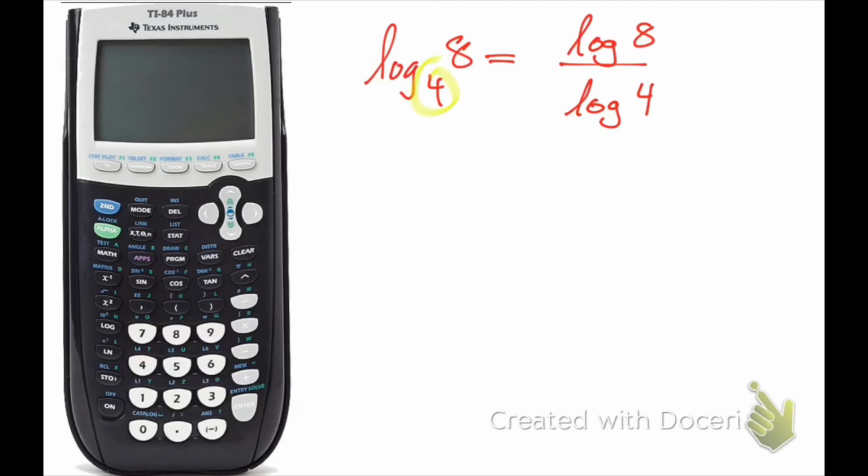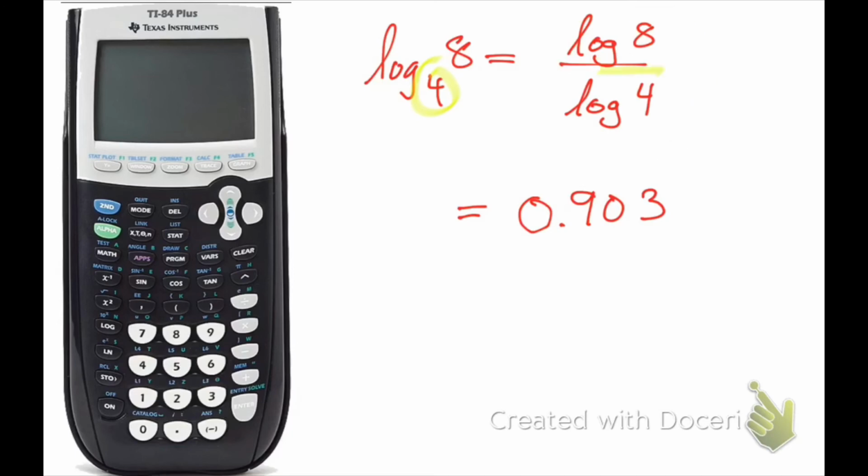So all you have to do is let's solve for the top first. So all I do is hit log and then 8. So once I hit log 8, that is going to give me 0.903089987. I'm just going to round to the nearest thousandth. So you get 0.903. That's what that gives me.